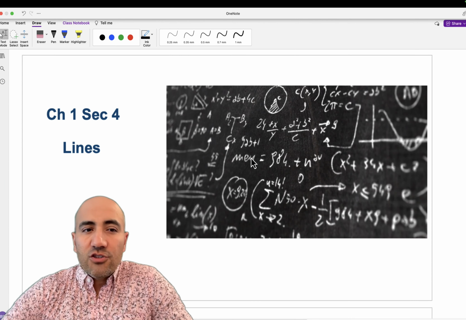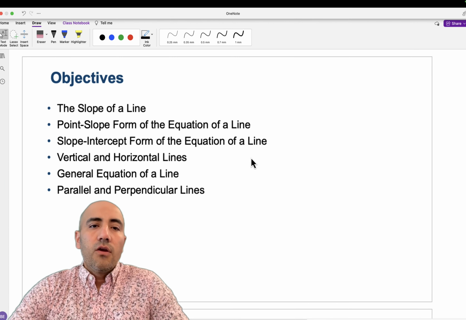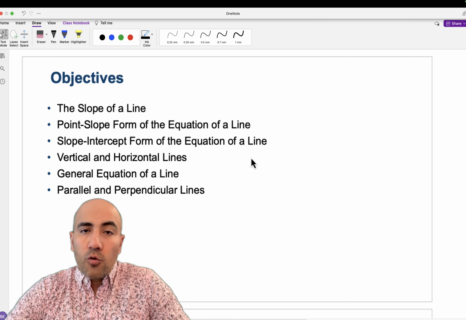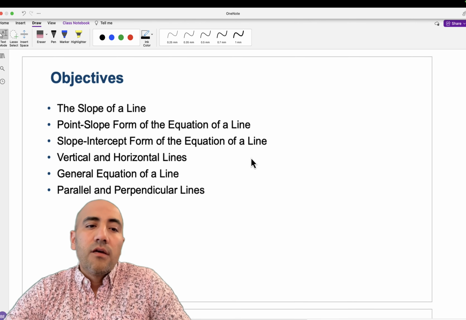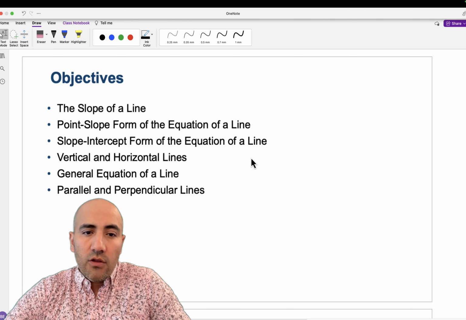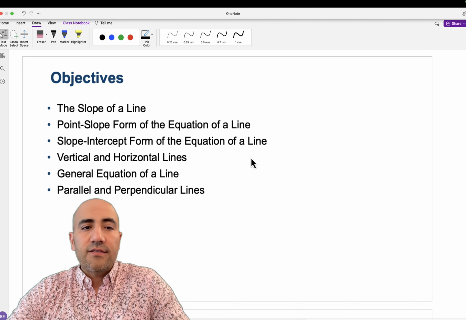Okay, Chapter 1, Section 4, Lines. So in this section, we're going to cover the slope of a line, point-slope form of the equation of a line, slope-intercept form of the equation of a line, vertical and horizontal lines, the general equation of a line, and finally, we'll look at parallel and perpendicular lines.